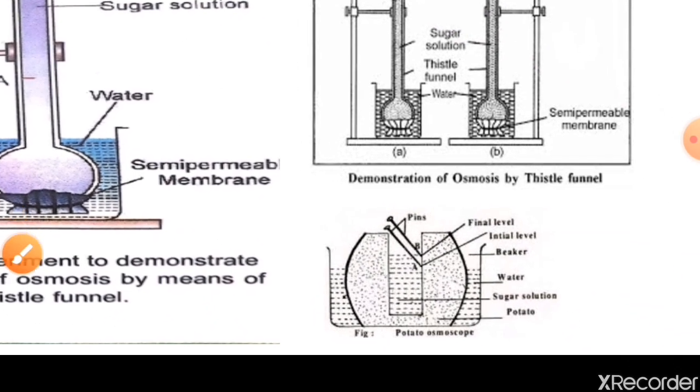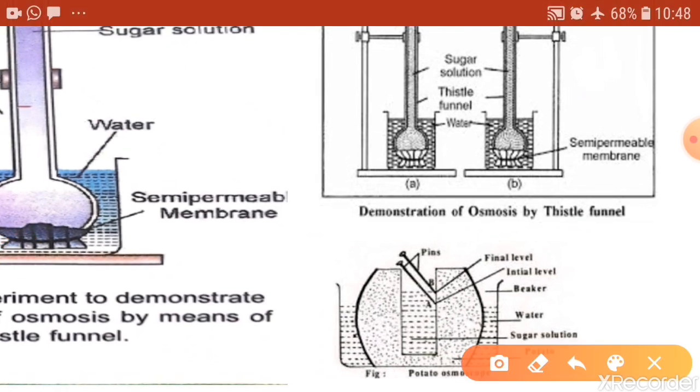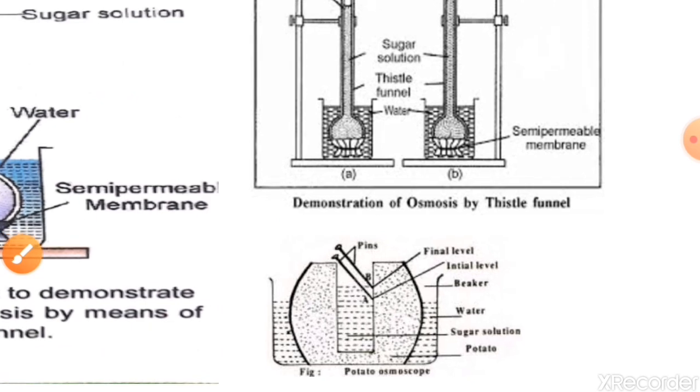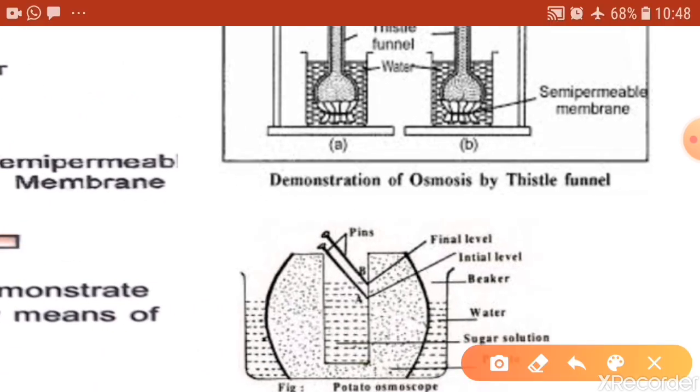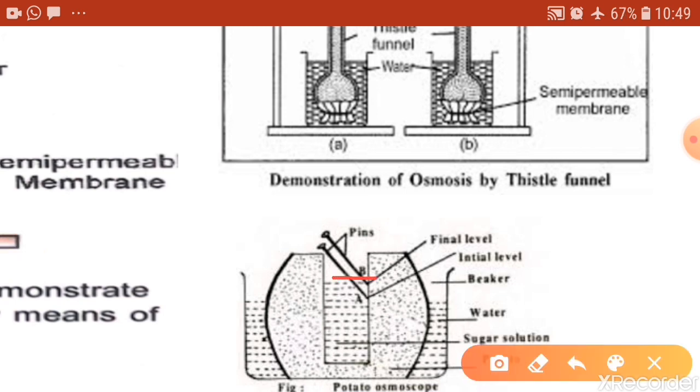There's another activity that you can do at home also. In this activity, you take a potato, peel the outer peel of the potato, and make the base of it flat. Then you make a cavity in the potato as shown here. The cavity of this potato has to be filled up with sugar solution.